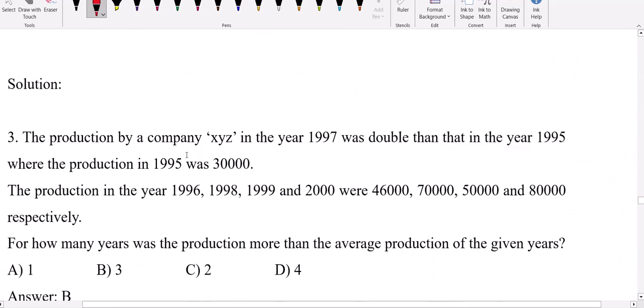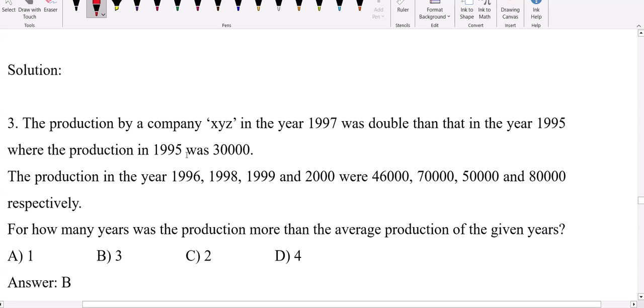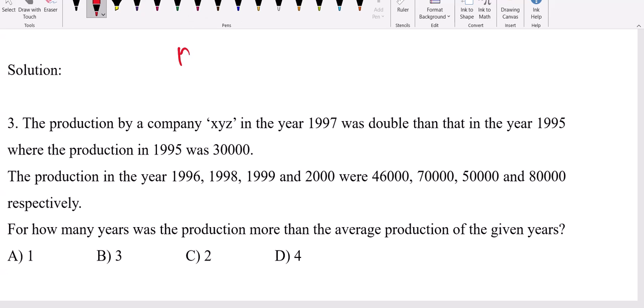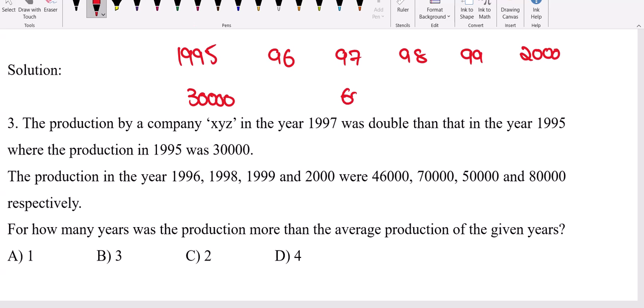Now see the next question. The production by a company in the year 1997 was double that in the year 1995, where the production in 1995 was 30,000. This is also data interpretation, but the diagram is not given directly. A normal question is also fine. They gave the production for 1996, 1998, 1999 and 2000, and 1995 and 1997 indirectly. In 1995, 30,000 is the production. 97 is double of that, 60,000. The remaining they gave in this data. 96 is 46,000.